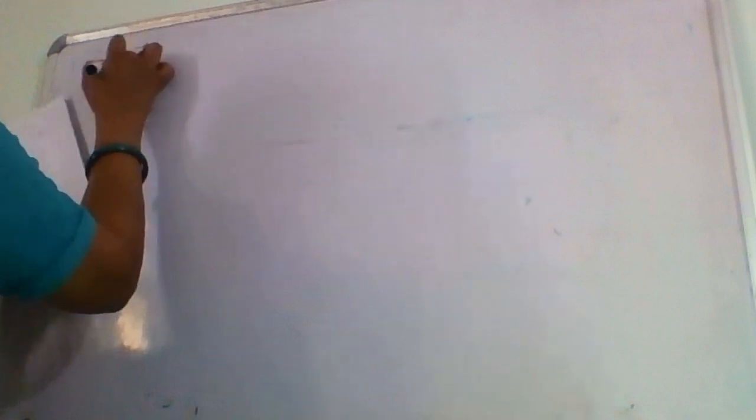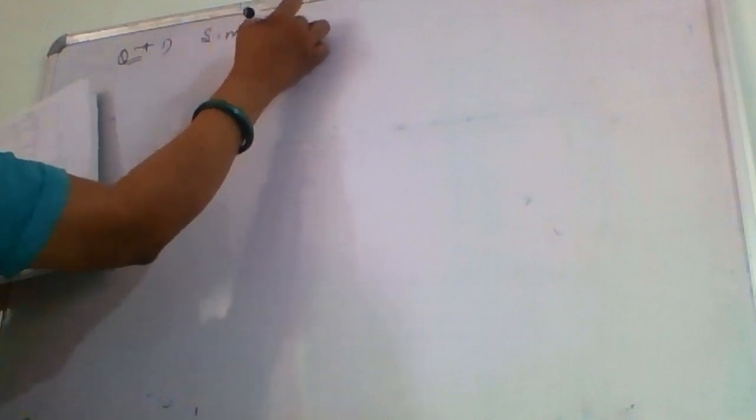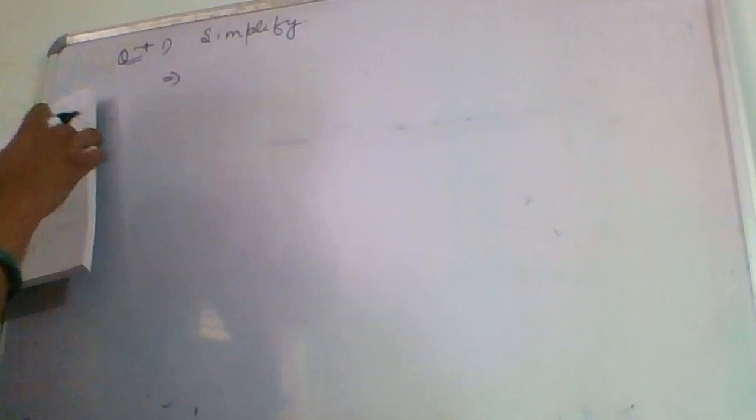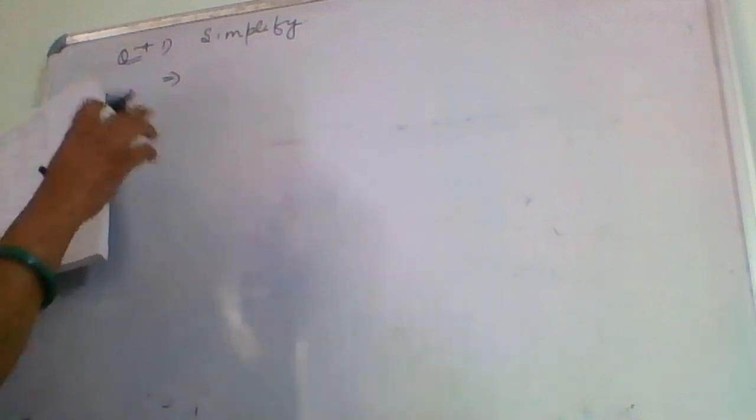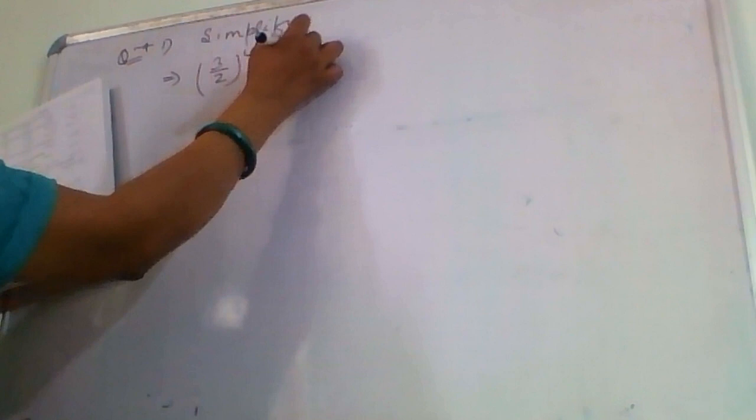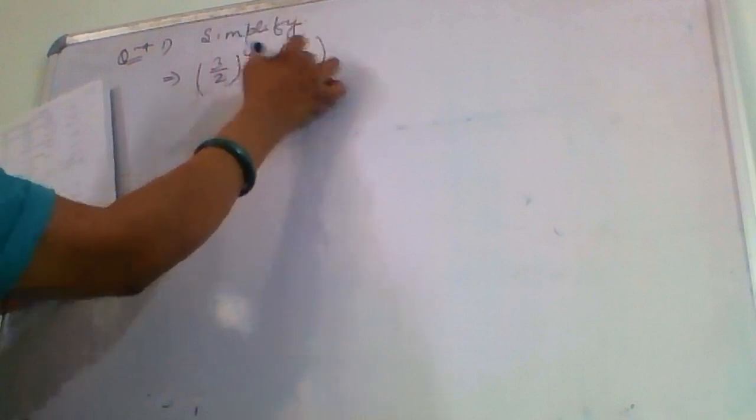The first question is: simplify each of the following and express each as a rational number. Matlab, the question is for simplification. Simplify means you have to convert the given exponential form into a rational number. So how will we do it? (3/2)^4 into (1/5)^3.